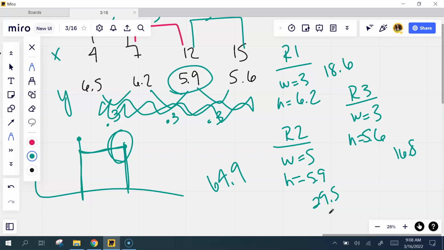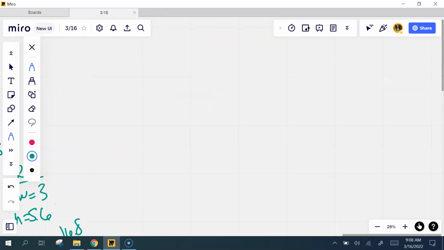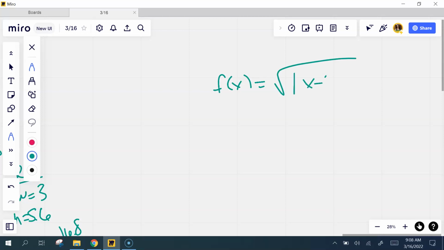Number 11, let f of x be defined by the square root of the absolute value of x minus 2. Which of the following is true? I knew that was a corner or cusp kind of problem, and so I knew that it would be continuous. Did I skip? Oh my gosh, I'm sorry. Okay, well, just to finish talking about this one, there was a cusp that looks kind of like this when zero's under here.